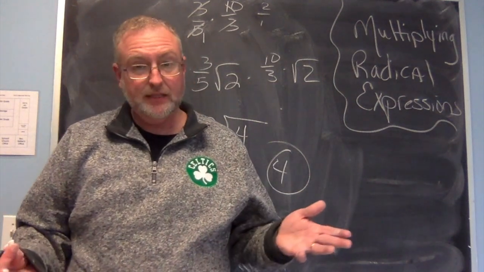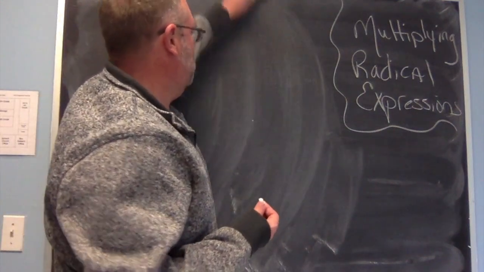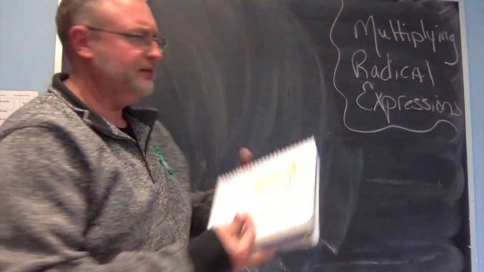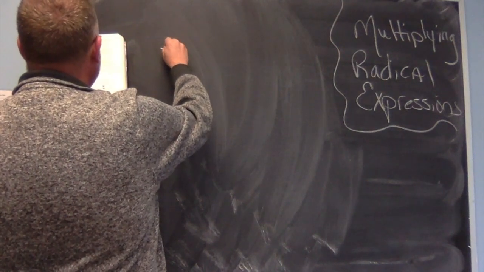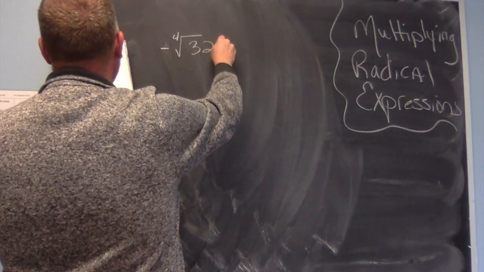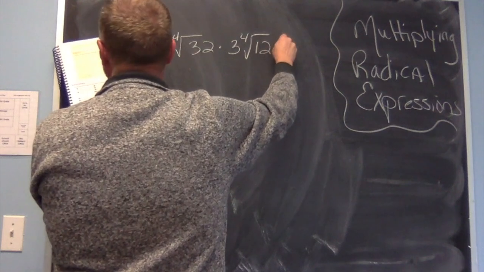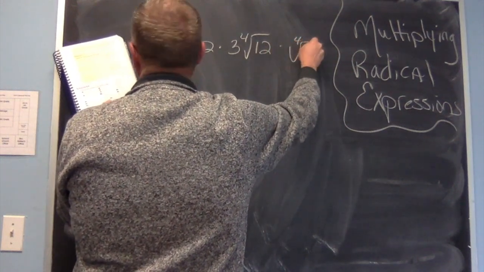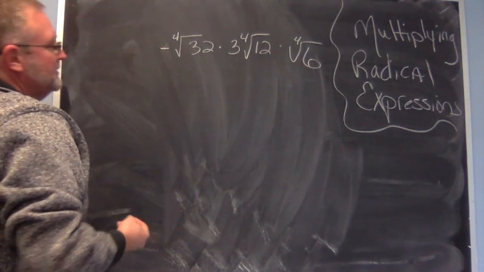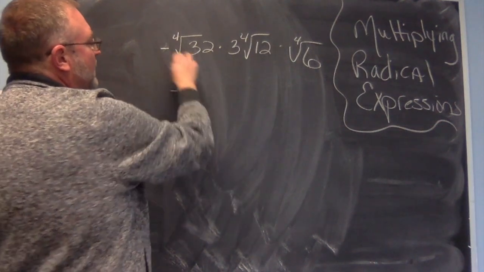Let's do number 20. Number 20 says this. I'm going to have to turn around and write this one down. Number 20 says the negative 4th root of 32 times 3 times the 4th root of 12 times the 4th root of 6. So now we start multiplying this out. I have a negative times a positive, which would be a negative. I only have a 3.